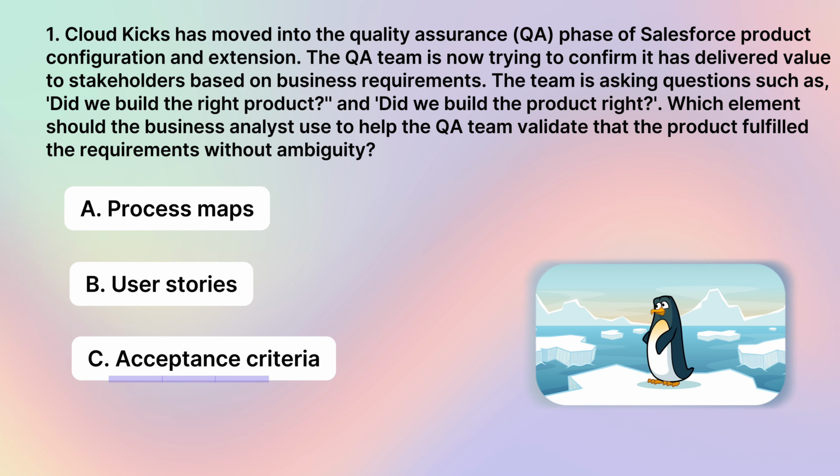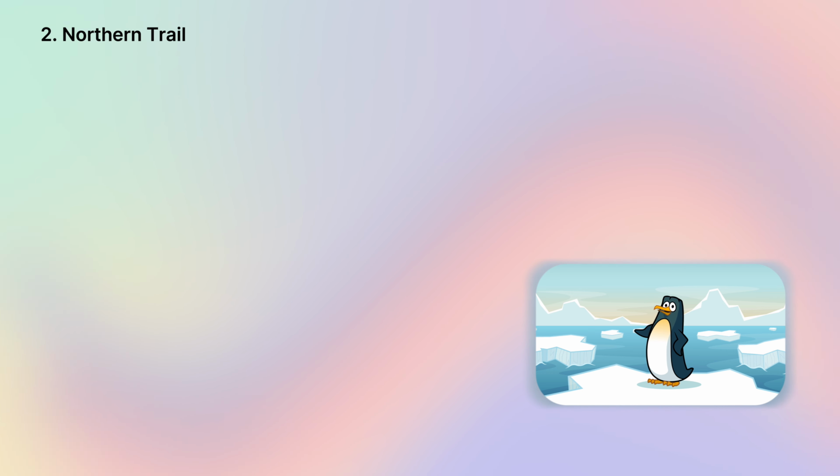Acceptance criteria are explicit conditions that must be met for a user story to be considered complete. They define the expected behavior and outcomes of a feature or product. During the QA phase, acceptance criteria serve as a concrete basis for testing, ensuring that the product meets the specified requirements. Well-defined acceptance criteria help eliminate ambiguity, providing clear guidelines for the QA team to confirm whether the product has been built correctly.